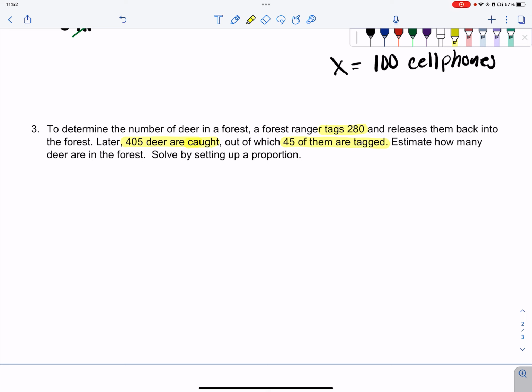So let's start with, we know that they tagged 280 deer. And I'm just going to make a little note here that this 280 is representing the tagged deer. But that 280 is out of the entire population of the forest, which we don't know yet. So I'm going to call it x, and I'm going to mark that this x is representing the total amount of deer.